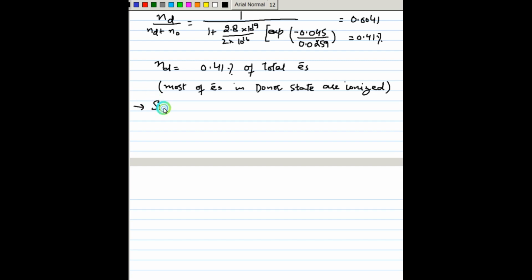Similarly, for a p-type semiconductor, all acceptor states are ionized. Okay.